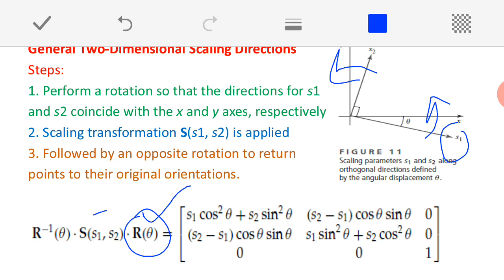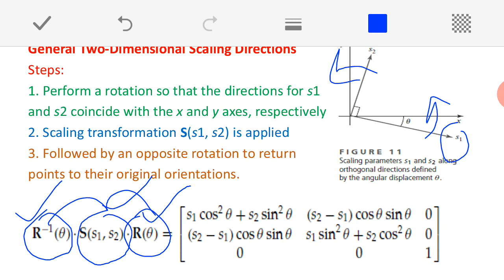Okay. Then after that I know how to perform the scaling about x axis, in x direction and y direction. Okay. That I will do the scaling. After completion of scaling, once again I have to perform the inverse rotation in such a way that my S1 and S2 directions will be put back to the original direction. So, that is why another 3 cross 3 rotation. When I multiply all these 3, rotation followed by scaling followed by rotation, this is my resultant matrix.